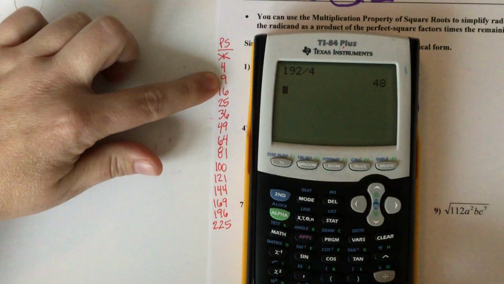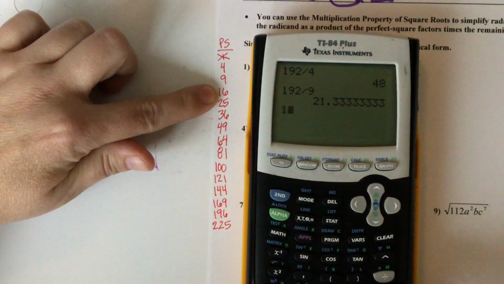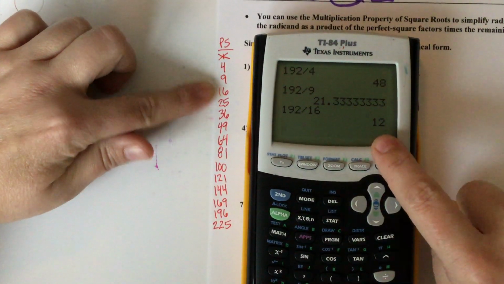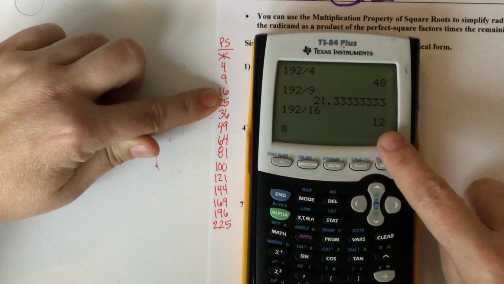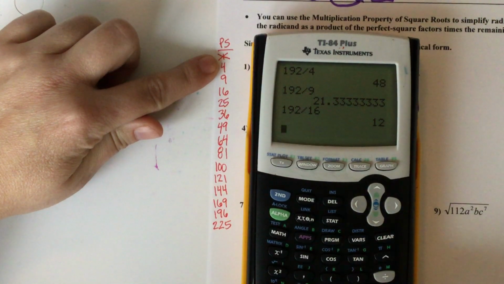There's somebody bigger. Okay, let's try 192 divided by 9. No. 192 divided by 16. Okay, that works. Now look at your answer. Can 12 be divided by any of these numbers? Yes, 12 can be divided by 4. Okay, so there's somebody bigger than 16 that can go in.